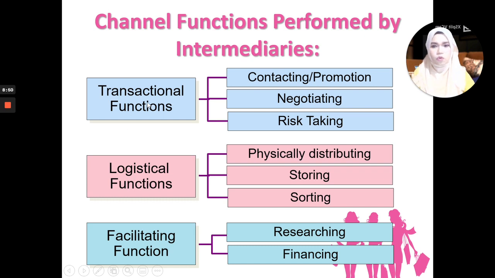The transaction is more on paper. Okay, on paper about contacting, promote how you want to make sure that this product will be sold to the customer, market will actually want to buy the product, okay, negotiate about the price, and also taking the risk about, let's say, if I sell it to you, you own it, and then you will actually take risk towards this particular product, or maybe you don't take the whole risk, all right? So those are the transactional function. Typically, this is our own paper.